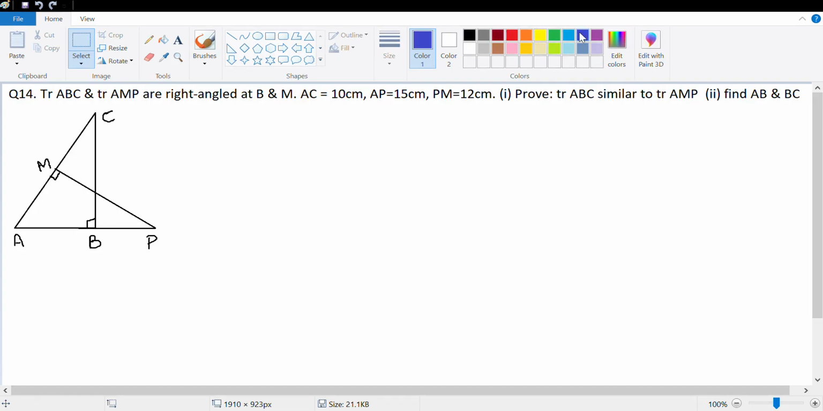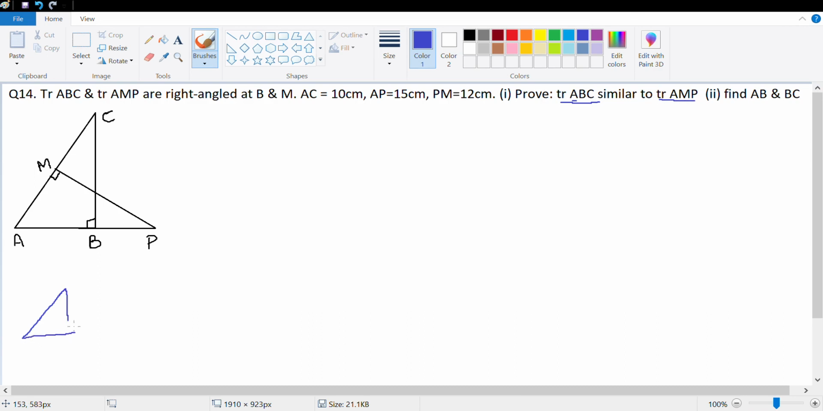Hi guys, let's look at the next question. The next question that we are doing in similarity is question number 14. It says triangle ABC and triangle AMP are right angle triangles, and the lengths of some line segments are given. We need to prove that ABC is similar to AMP. Such questions are extremely simple because they already tell you which triangles to prove similar.